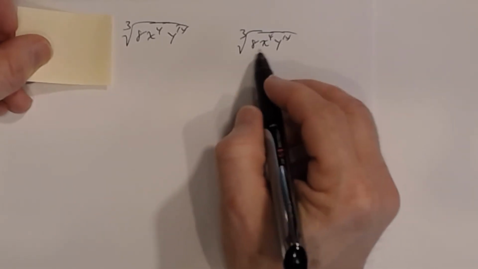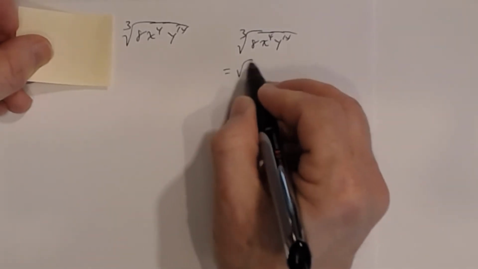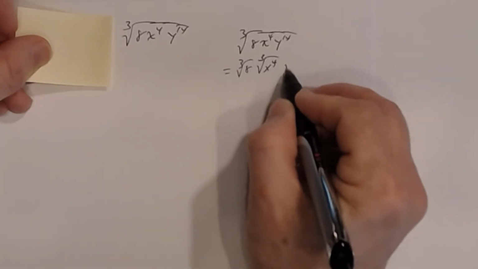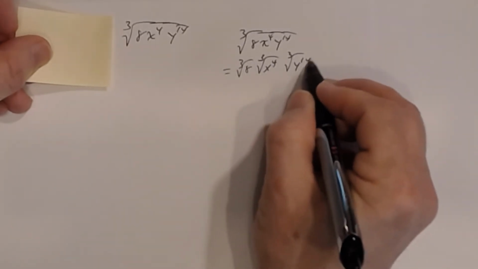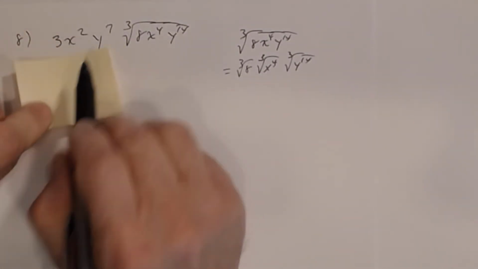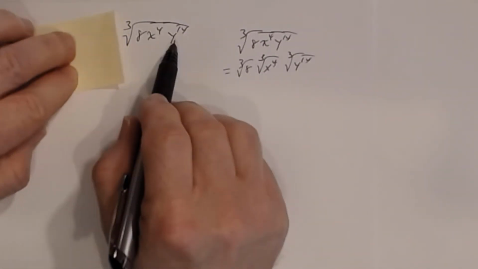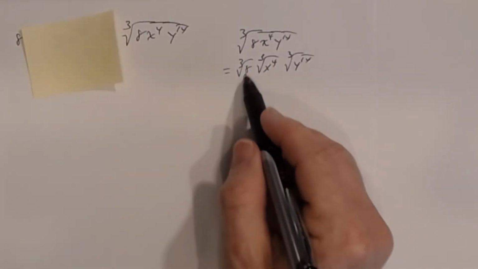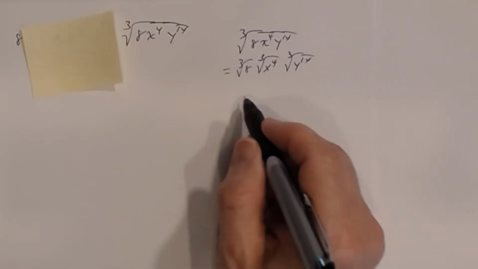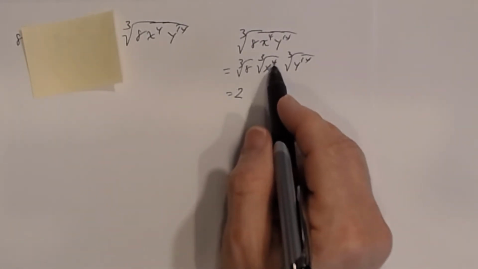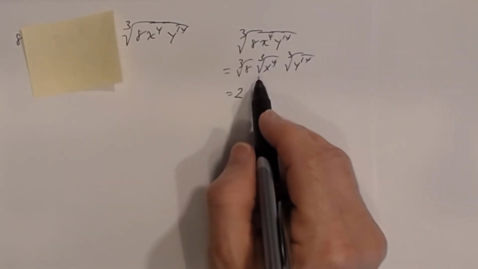Now using a product property, that becomes the cube root of 8, cube root of x to the 4th, cube root of y to the 14th. Okay, so cover this up if you have to. If that throws you off, cover it up and only deal with this for right now. Okay, what's the cube root of 8? Well, the cube root of 8 is 2. 8's a perfect cube. Can I simplify the cube root of x to the 4th? Yes, because 4 is greater than or equal to the index.